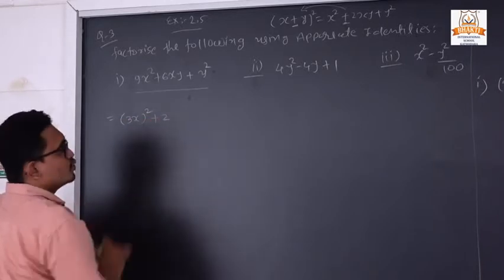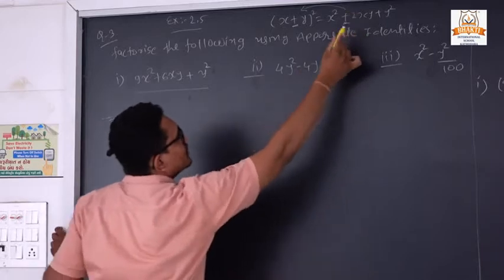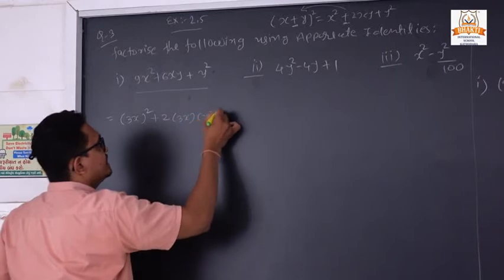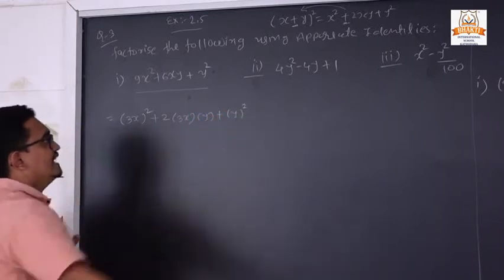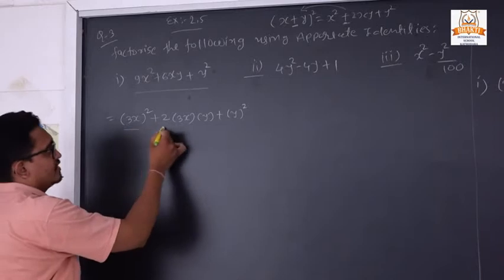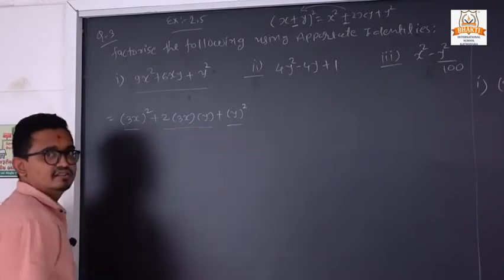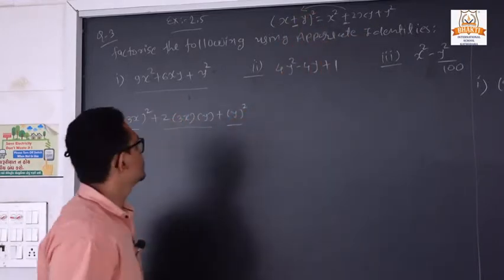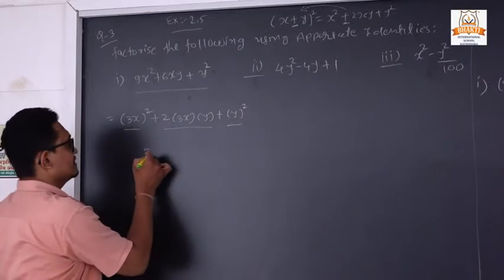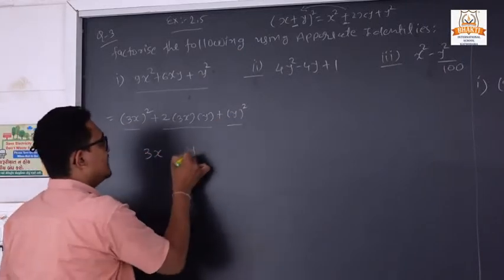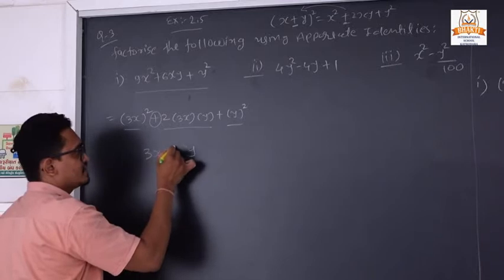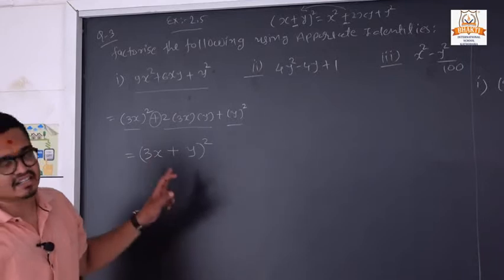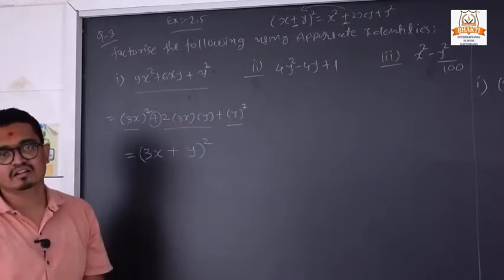Then 2, because here we have a 2. Then what is our first term? It is 3x. The second term is y, and y all square. So we can write x square, 2xy, y square. So we can convert into the reverse, like x plus y all square. What is x? It is 3x. What is y? It is only y. And here we have the sign plus, so we use plus. Clear? So what is its answer? 3x plus y all square.